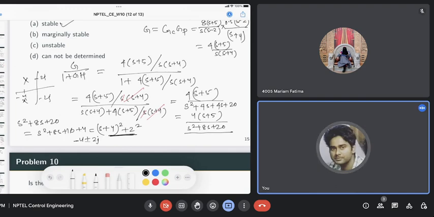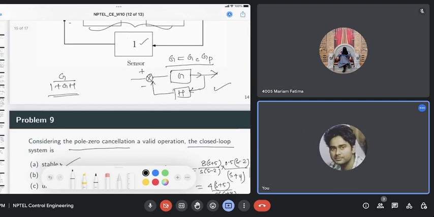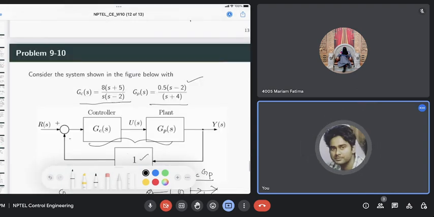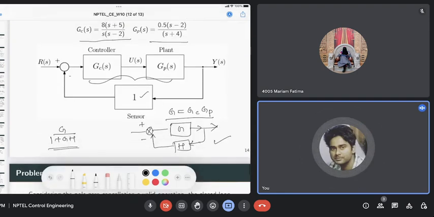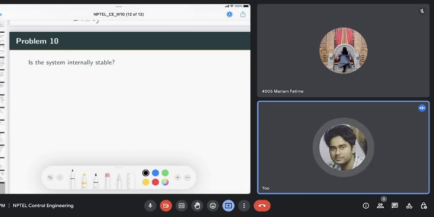If we take this pole and zero cancellation as a valid operation, then our system is actually stable. In the lecture video you have already seen the issues of this, because there could be slight changes in the system poles, and then we may not have this cancellation, and that will result in instability. Another issue is the internal stability of the system. Whether this system is stable internally, we also want to find.